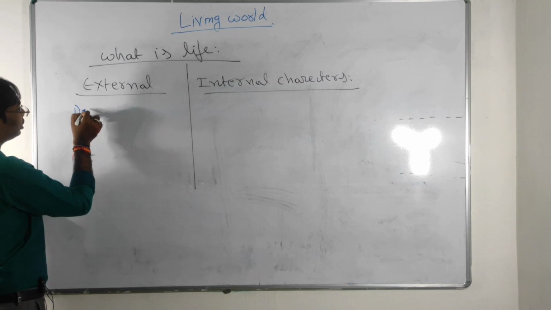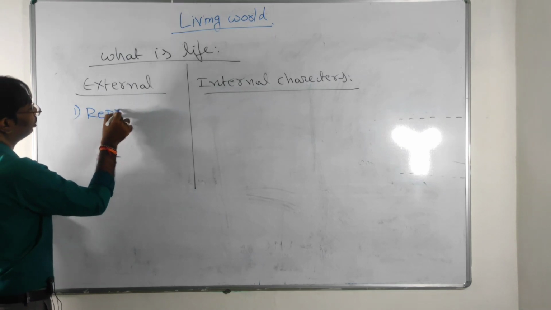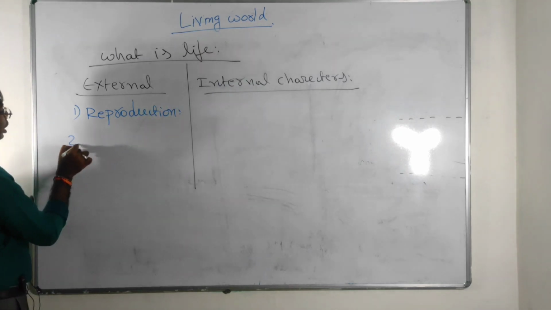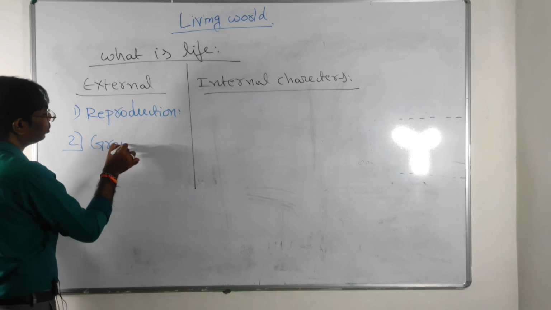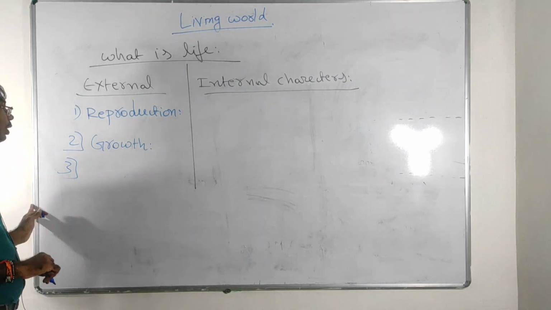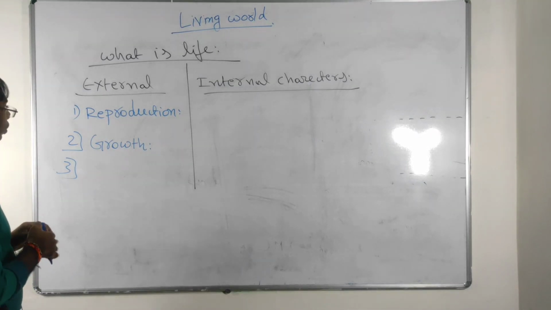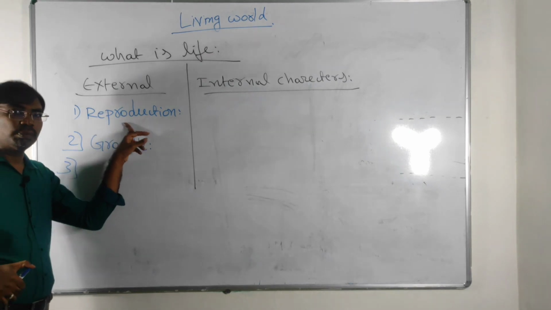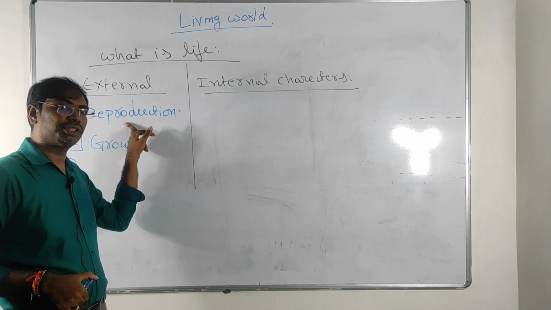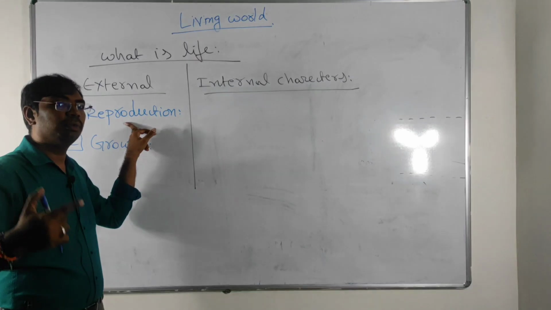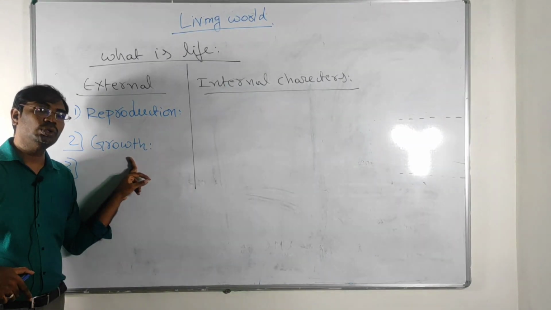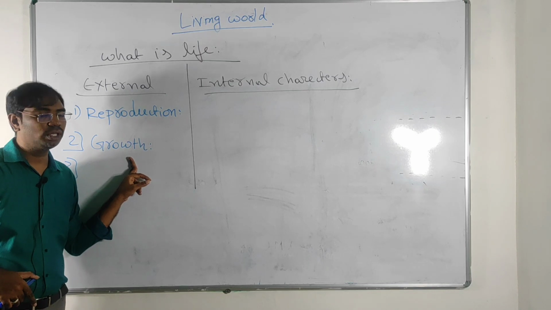So what are the external characters of life? The external characters include reproduction. Reproduction is one type of external character of life, and another character is growth. Growth is also an example of an external character. If a plant produces flowers, it indicates reproduction. Can you observe reproduction from the outside? Yes. And growth, can you observe growth from the outside? Yes, you can.